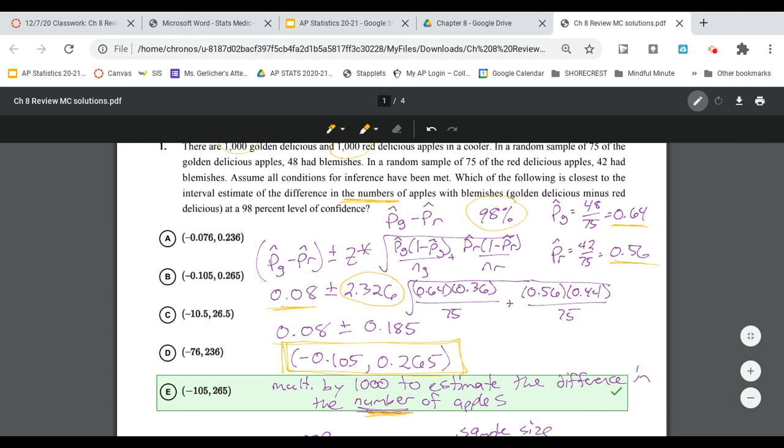So the answer is actually E, not B, which is proportions. We want E, which is a little bit mean. So be aware of that on the test. If they're asking you to calculate things, look to see, are you calculating the proportion like we usually do, or are they being tricky and actually asking for a number? And in that case, you might have to multiply by the population size at the end to get a number, not a proportion.